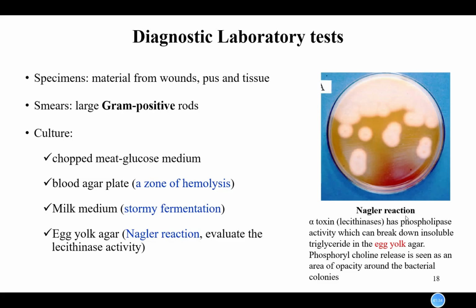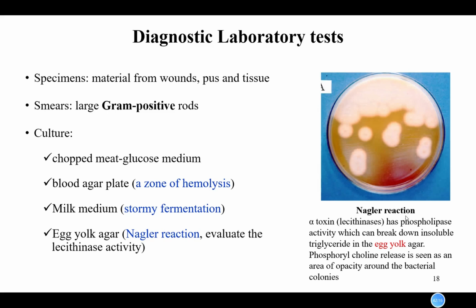For diagnosis, we can collect material from the wounds or the pus or the necrotic tissue. And there you would find some very large gram-positive rods. To culture the bacteria, the one we mentioned just now is the milk medium, with stormy fermentation. That will give you useful information. You can also use blood agar, and there you would find the double zone beta hemolysis. And you can also use the egg yolk agar.